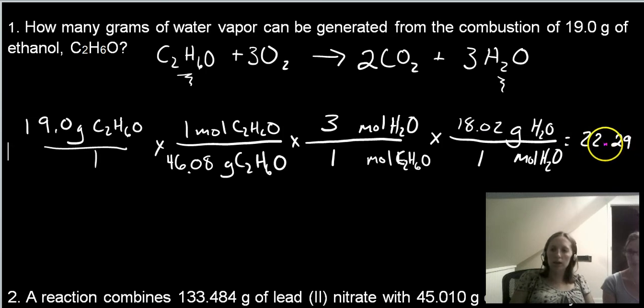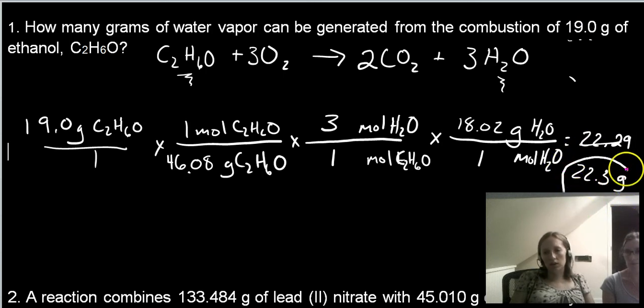29. But let's remember our sig figs from a couple lectures ago. We got 1, 2, 3 in the problem, so we need 3 here. So 22.3 grams of water can be made. Although this is sort of an inefficient way of making water out of booze.